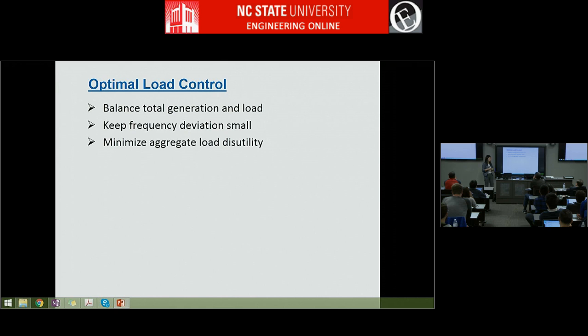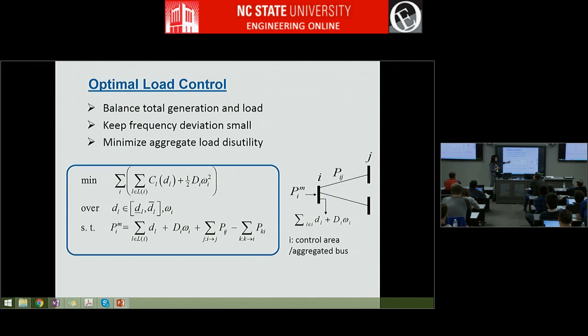You can imagine what I'm going to do next. I put all the problems in terms of optimization language. So this is the objective we want to achieve. We want to balance the power at each bus, we want to minimize the disutility from customers, and we want to minimize the frequency deviation. Here I have the node i. You can think of node i as a bus or an area, like a campus. Different nodes, different areas, connect to each other.